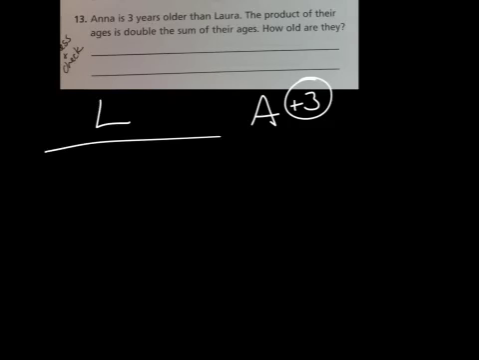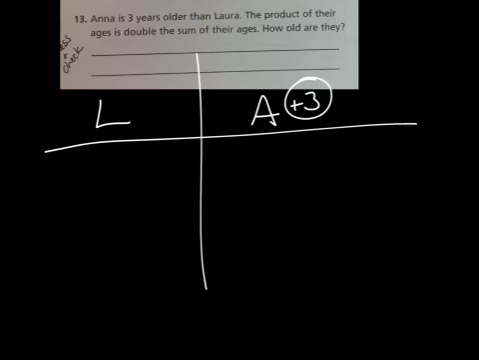And number 13 says, Anna is 3 years older than Laura. The product of their ages is double the sum of their ages. So again, we're going to do some guess and check. I'm going to do Laura first, and then I'm going to do Anna, because Anna is plus 3 from Laura. Okay, so let's just randomly throw out a number.